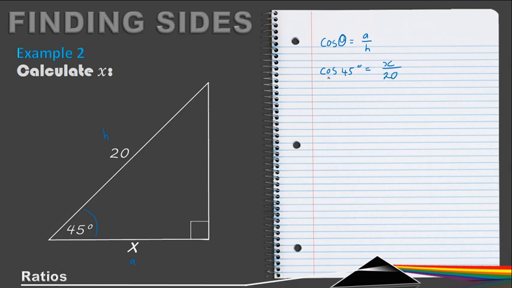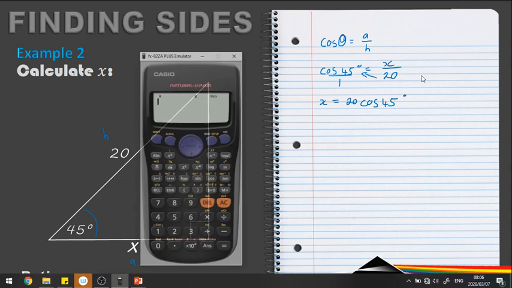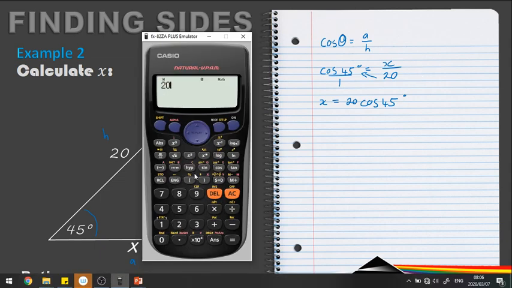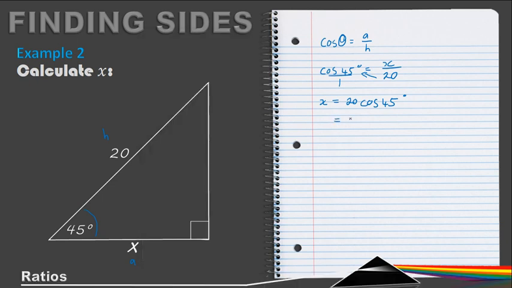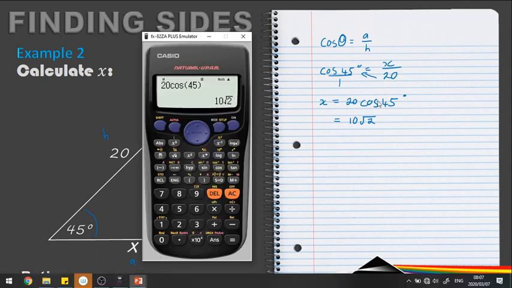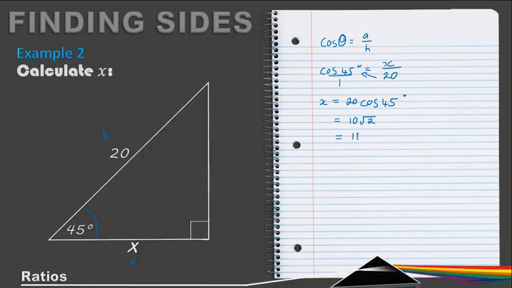So what I'm going to do is think about this as cross multiplication. So I can take the 20 up, so therefore x is equal to 20 cos of 45, or 20 times cos 45 degrees. And then we just put that into the calculator. We have 20 cos 45, and that gives us 10 square root 2. And then also if we want that to 2 decimal places, we'll press SD, and we have 14.14. So this is equal to 14.14.